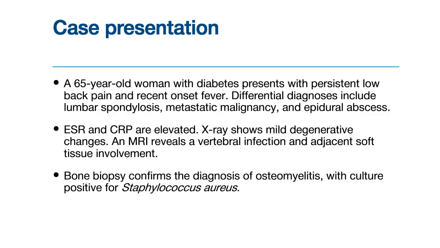ESR and CRP are elevated. X-ray shows mild degenerative changes. An MRI reveals a vertebral infection and adjacent soft tissue involvement. Bone biopsy confirms the diagnosis of osteomyelitis with culture positive for Staphylococcus aureus.